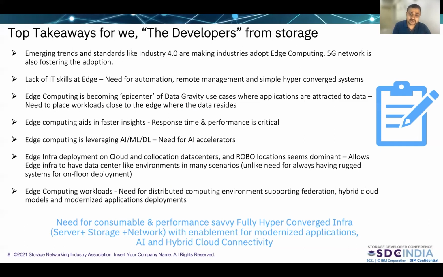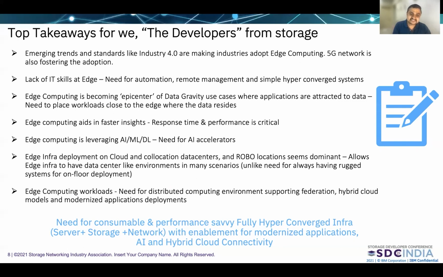Lastly, edge computing workloads need distributed computing, and it has to support federation. It has to have hybrid cloud connectivity. And more importantly, since edge computing is emerging, it has to cater to modernized applications, which means applications built with container native architecture, all microservices based architecture. So Kubernetes-like technology becomes a natural instinct for such a new generation appliance if you want to build for edge computing. So what is the takeaway from this?